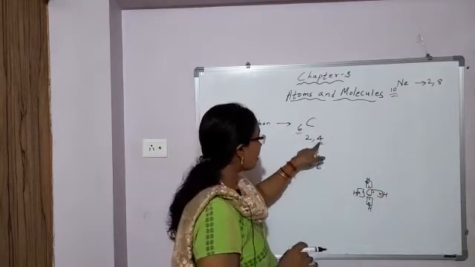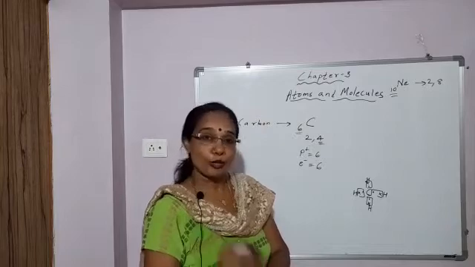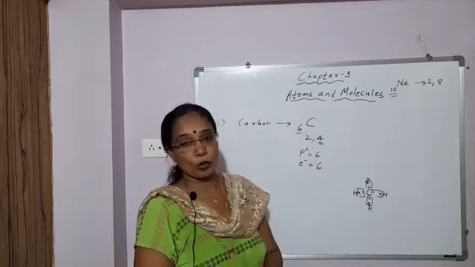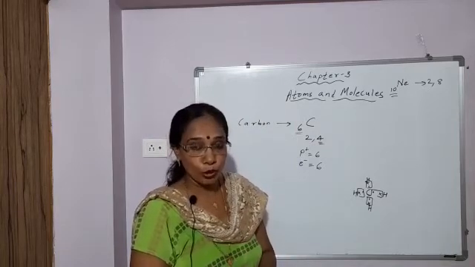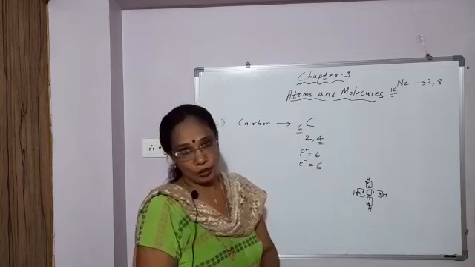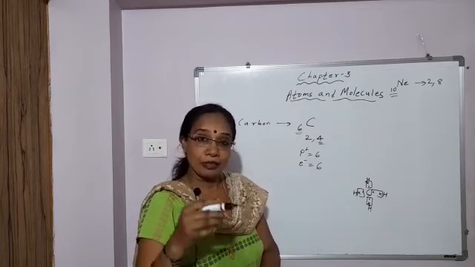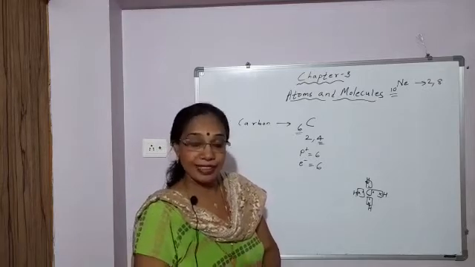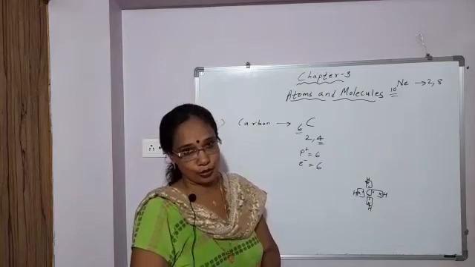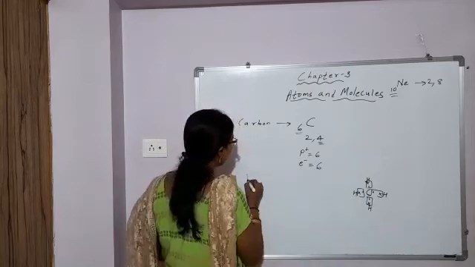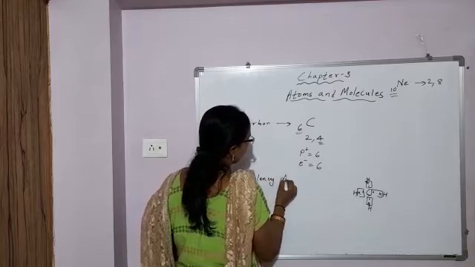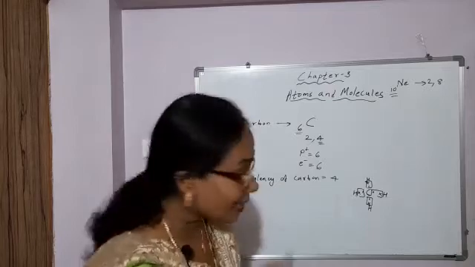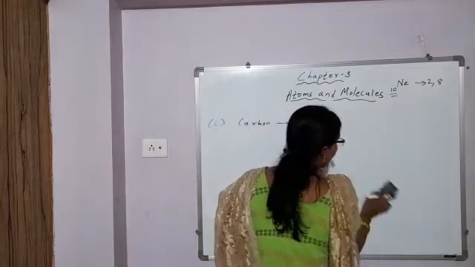So carbon, outermost 4 electrons. To attain the electronic configuration of the nearest noble gas, means to attain 8 electrons in its outermost shell, carbon will share 4 electrons with other elements or with other carbon atoms. So what is the valency of carbon? Valency of carbon is 4.